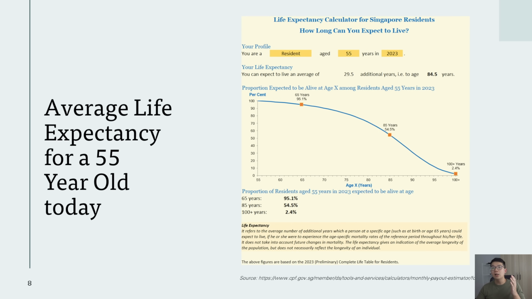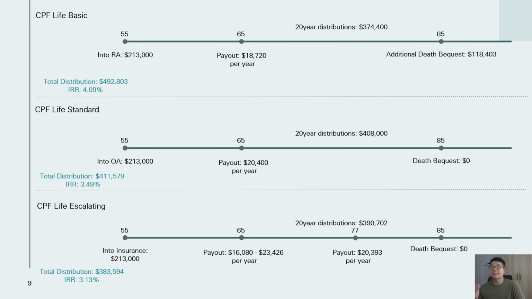So if you are 55 years old, you should expect to live on average to about 84.5 years old. And that's why I'm going to project out the monthly payouts that you get from 65 to 85 years old in the next slide. So on this slide is basically the basic, standard, and escalating plan. Just a quick understanding of the different payout options that you have.